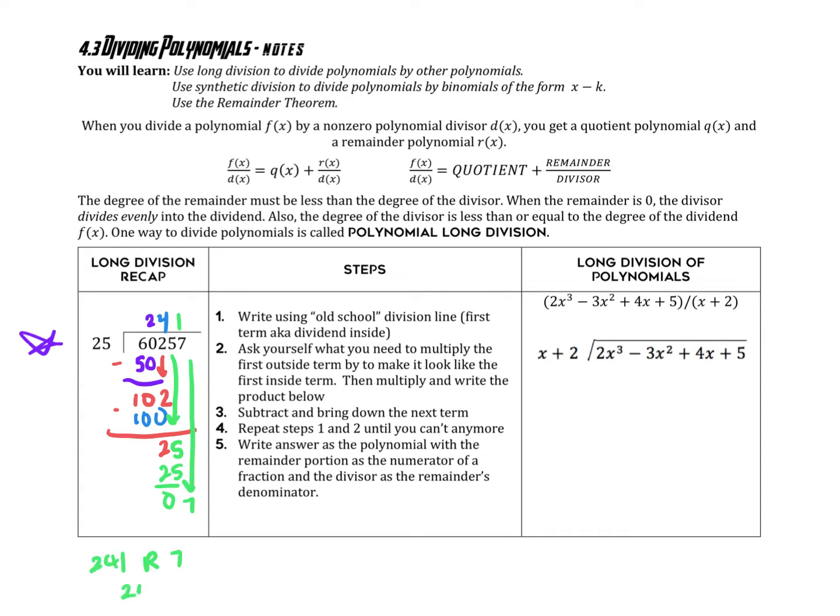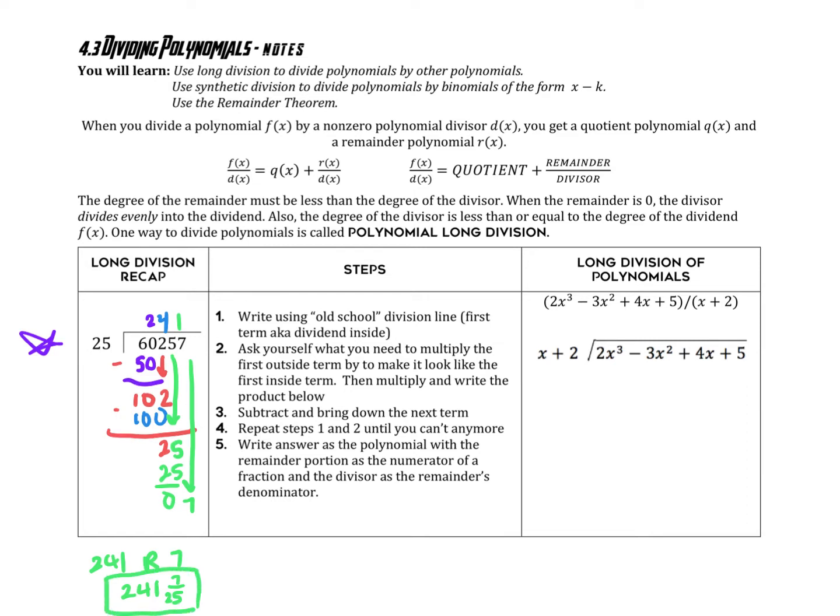But once we got a little further in math, we learned that we write that as 7 over the thing that we were dividing by, 25. So 25 goes into 6,257, 241 and 7 over 25 times.